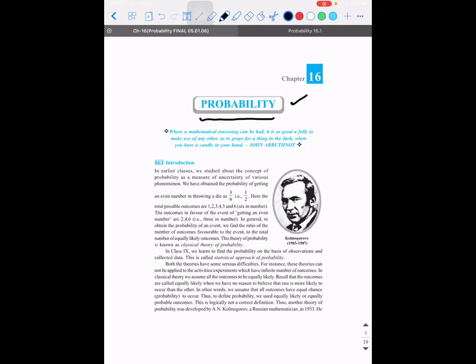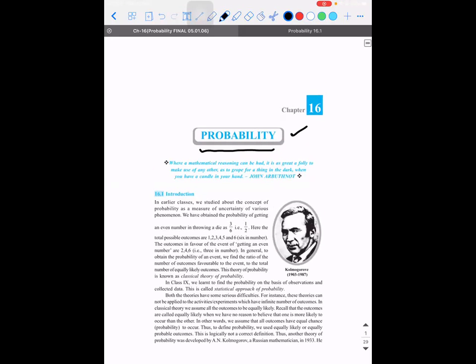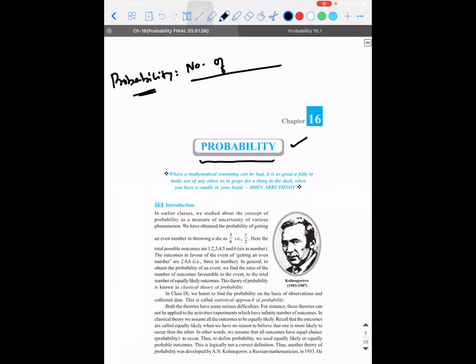Whatever you know, you have learned something in terms of outcomes, like tossing a coin. Tossing of a coin is one such scenario. Generally, what is the basic definition of probability? It is the number of favorable outcomes by the total number of outcomes. So what do you mean by favorable outcomes? The outcomes we require, or which we want.